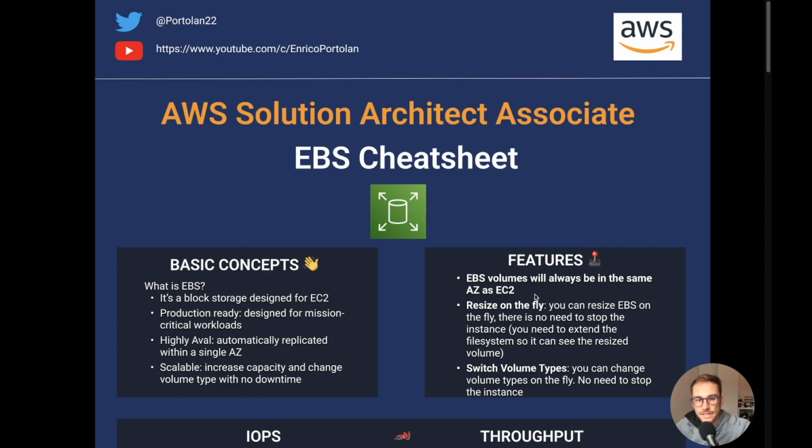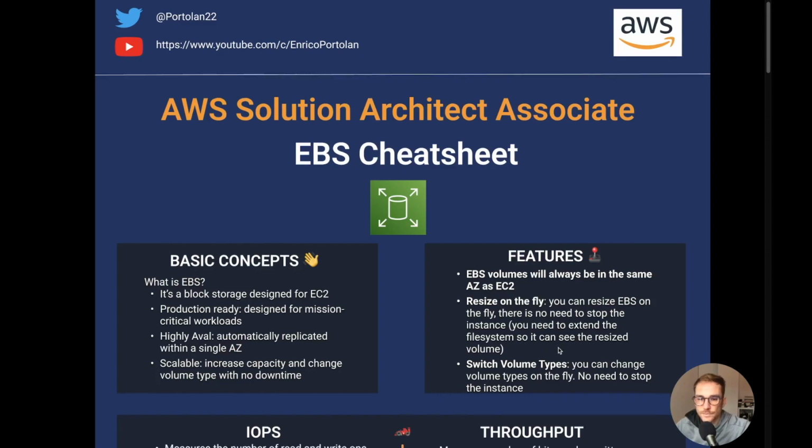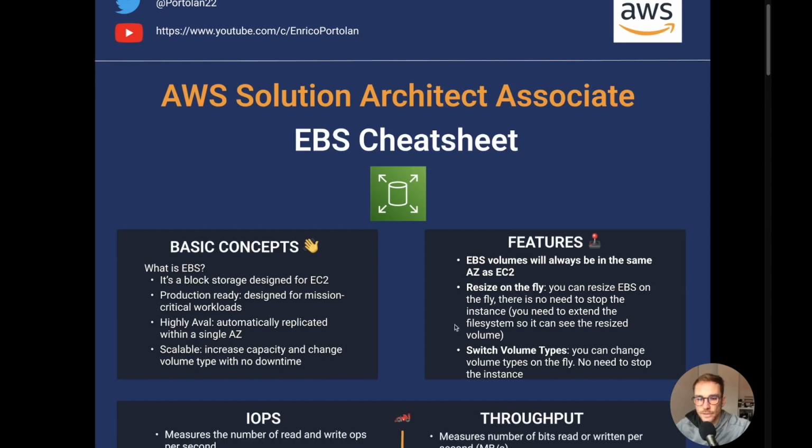The main feature we have to remember is that EBS volumes will always be in the same availability zone as the EC2 instance. You can resize the volume on the fly, meaning you can resize the EBS. There is no need to stop the instance. The only thing you need to do is to extend the file system so you can see the resized volume. And you can also change the volume types again on the fly. There is no need to stop the instance.